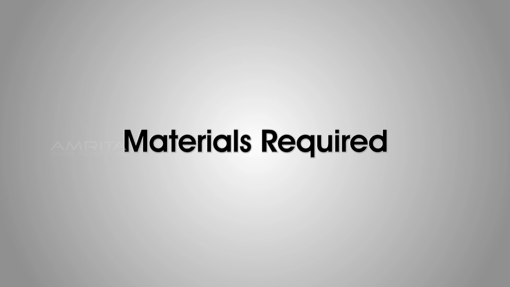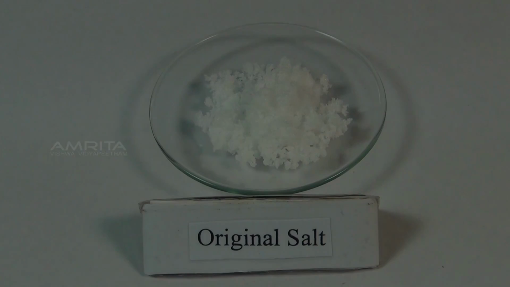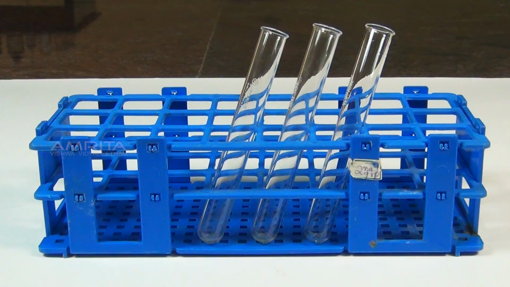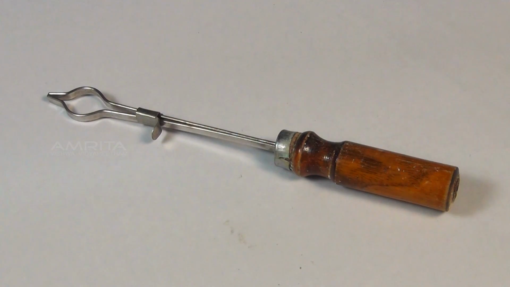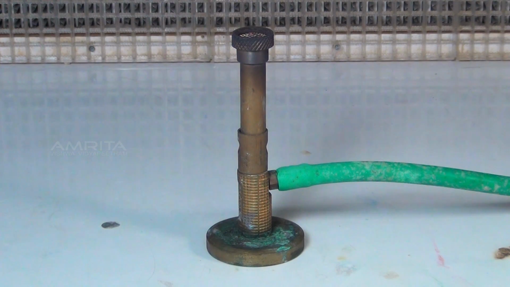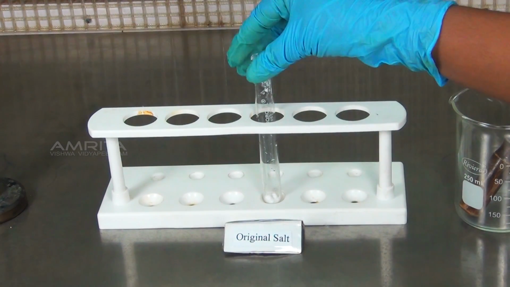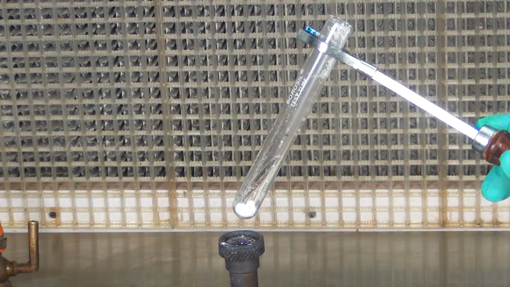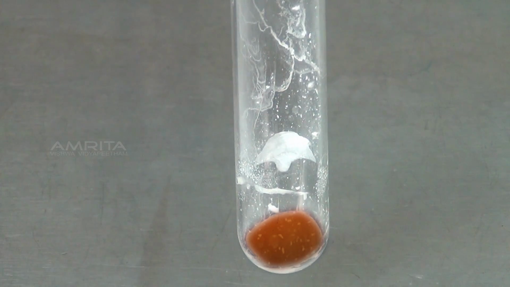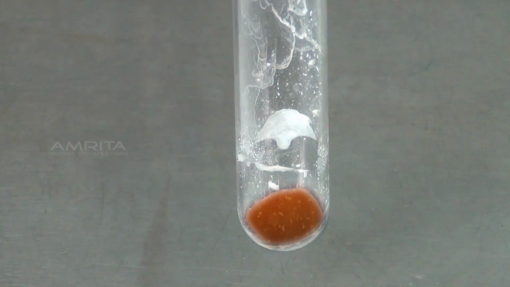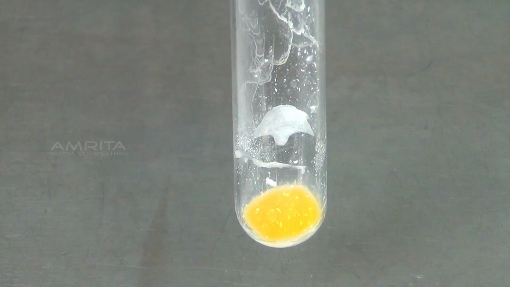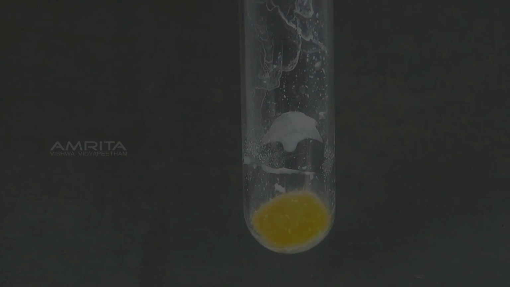Dry heating test. Materials required: original salt, test tube holder, and Bunsen burner. Procedure: take a small quantity of salt in a test tube. Heat it over the Bunsen burner. The salt becomes brown when hot and yellow when cold, indicating the presence of lead ion.